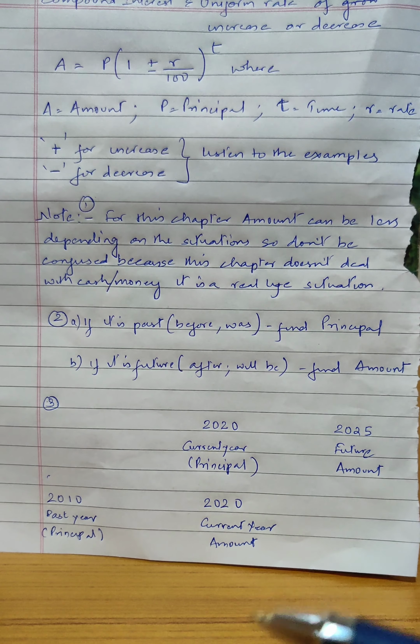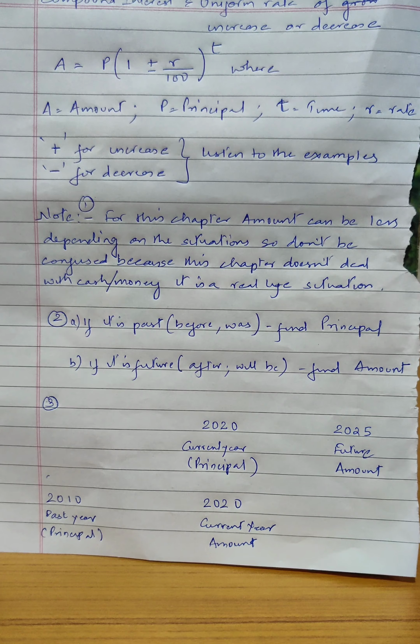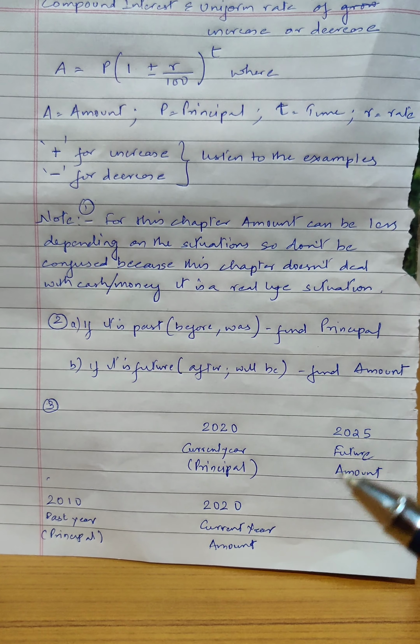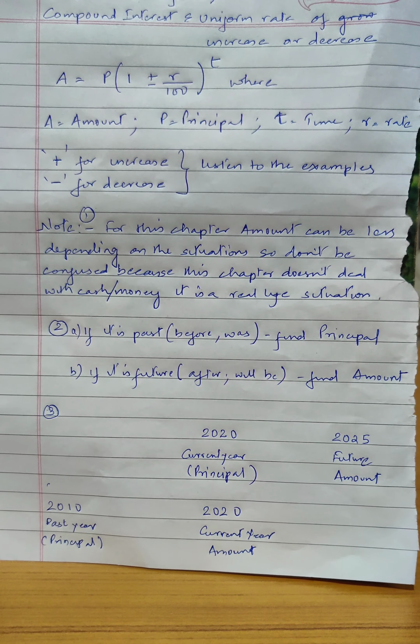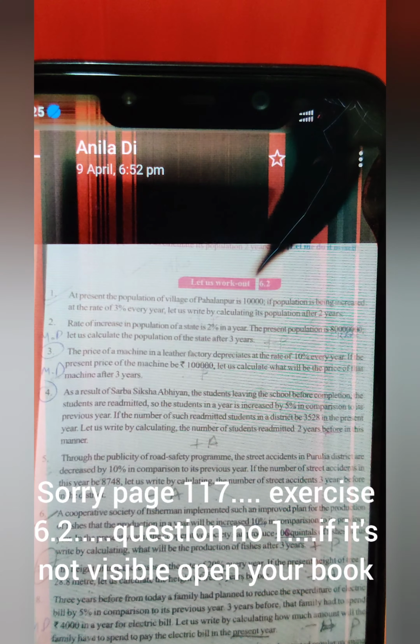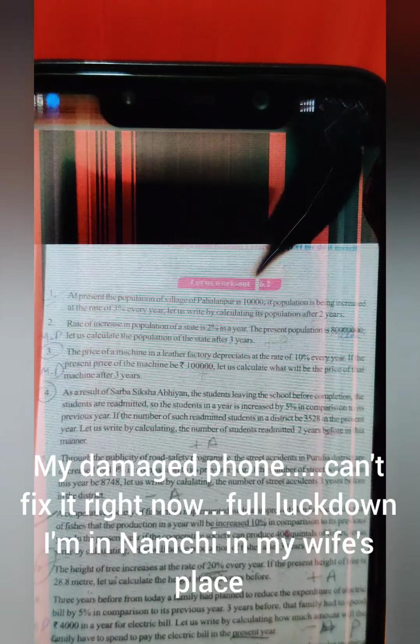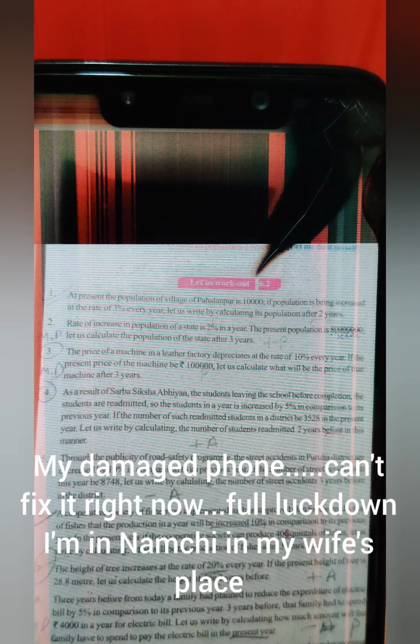Thank you guys. Now I'll be solving some more questions. And I'm so sorry, it's a lockdown phase and I don't have an A4 size paper. I'm so sorry about that. Okay, let's go to page 171 and exercise 6.2, the first question. Let's read the question and try to understand it. Oh my god, you can see I have a cracked screen. In this lockdown, I cannot get this repaired too.